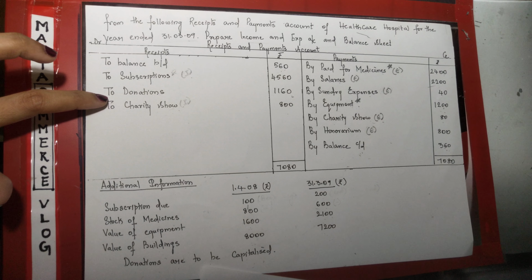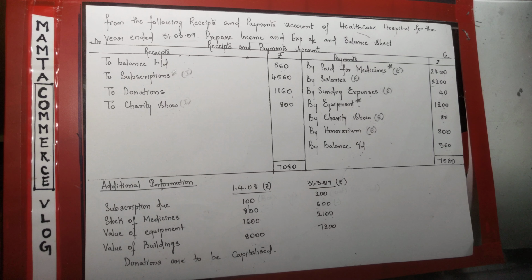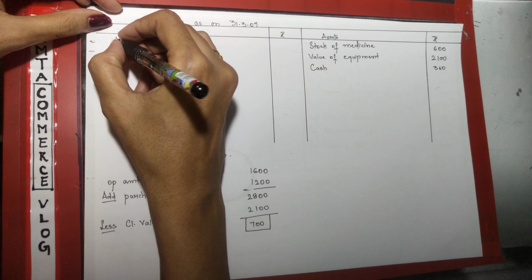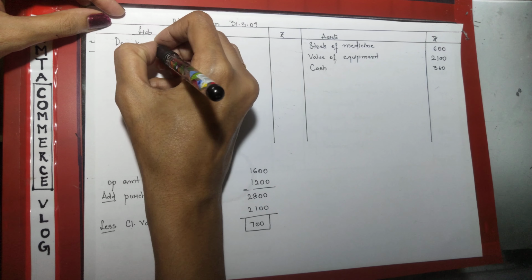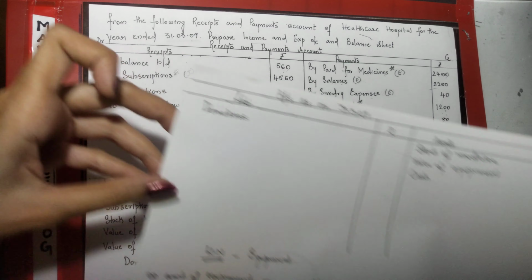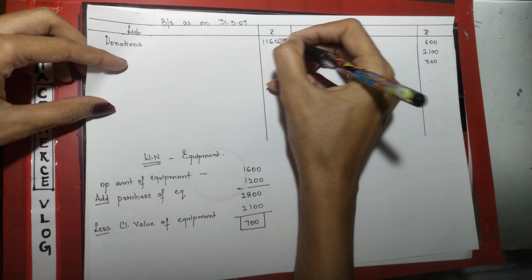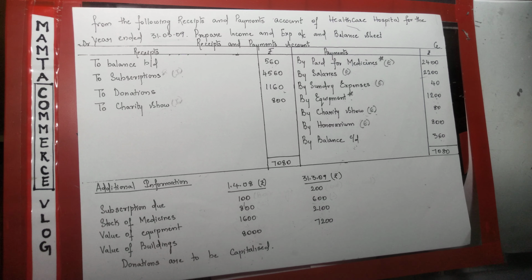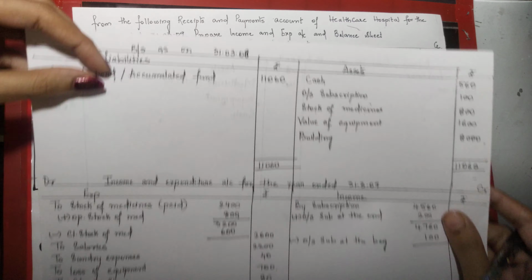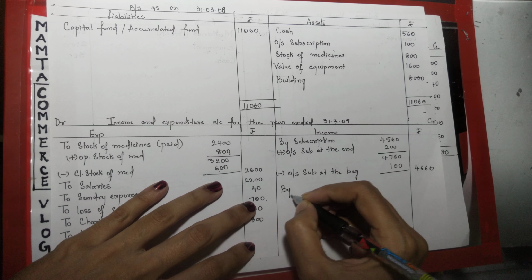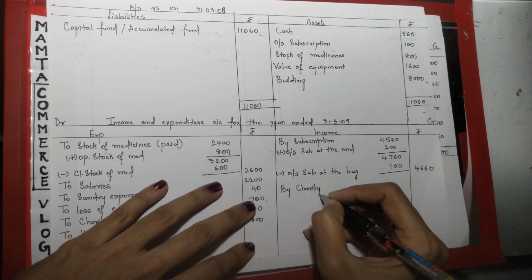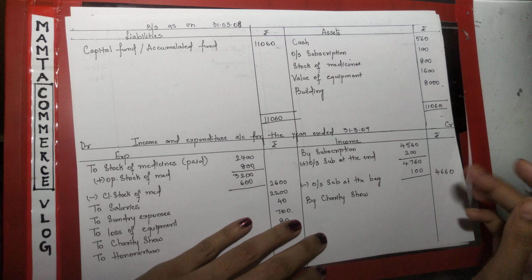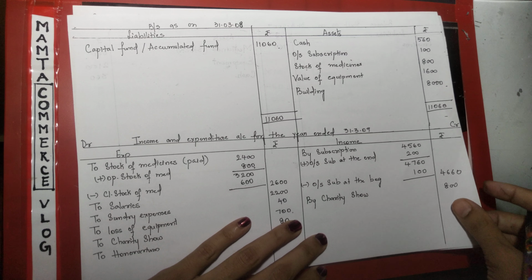Next we have donations. Donations are to be capitalized. So on the liability side I will write donations, and the value of donations is 1160. Next we have charity show. Charity show is given on the receipt side, so there is an income from charity show and we will write it on the income side. By charity show, the amount is rupees 800. So here I am writing 800.